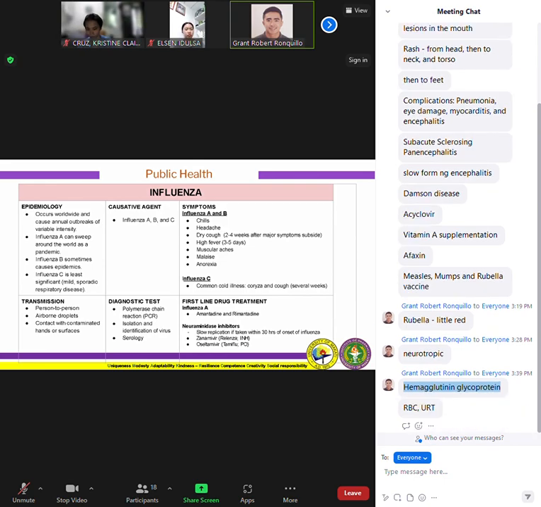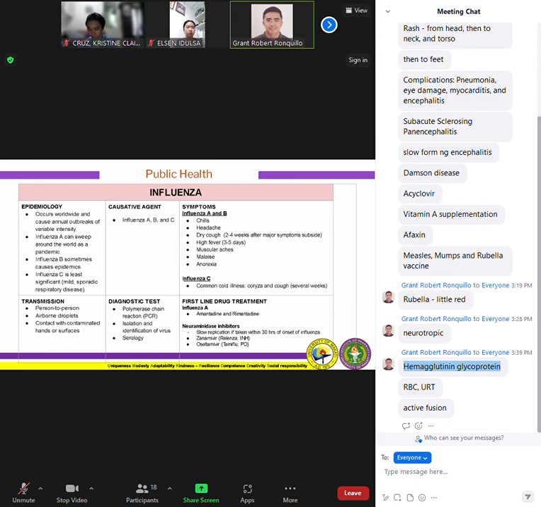Now, ano po yung gagawin nitong mga to? Kapag yung hemagglutinin nagbind dyan sa RBC at saka sa URT or upper respiratory tract, it allows what we call active fusion. So, ibig sabihin, inaallow ng hemagglutinin glycoprotein yung fusion ng influenza sa cell ng tao or also known as the host cell. Okay? And then, doon na pagdating niya sa nucleus, doon na siya magre-replicate. Sir, di ba ang influenza usually sipon, ubo, ganyan, ganyan. Sa URT, nagbabind siya. Bakit para saan po yung RBC?